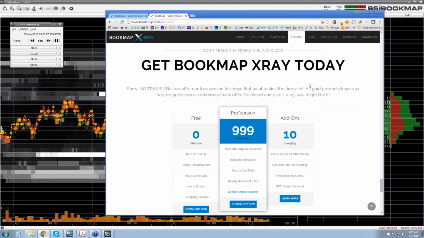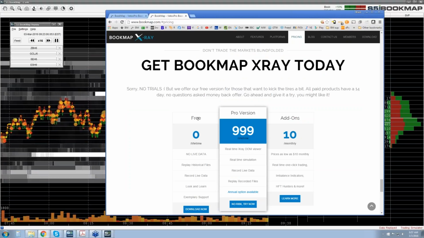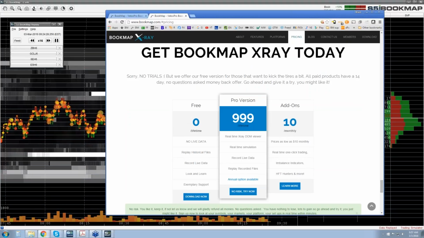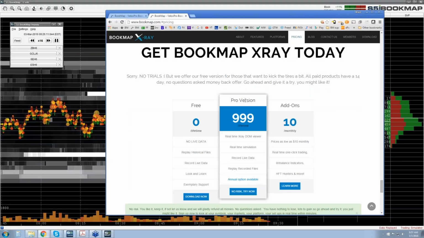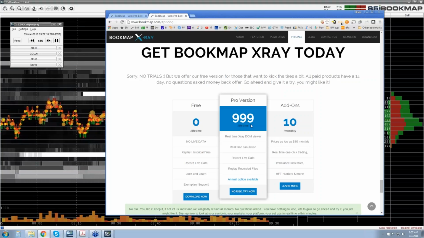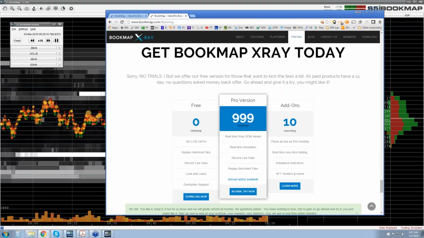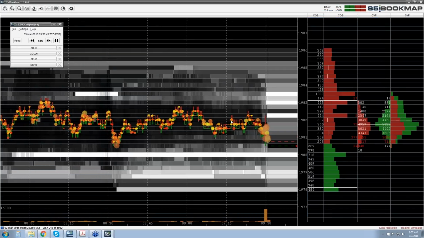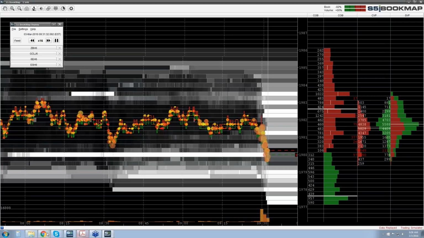So the free version only replays data files. You do not need a platform nor a data feed. It's a standalone product and it only replays historical data files. With this Pro version, you do need a supported platform or data feed, and you're able to look at your symbols and your markets in real time. You can record that data and also replay it in replay mode, just like I'm doing here. And that's pretty much it.